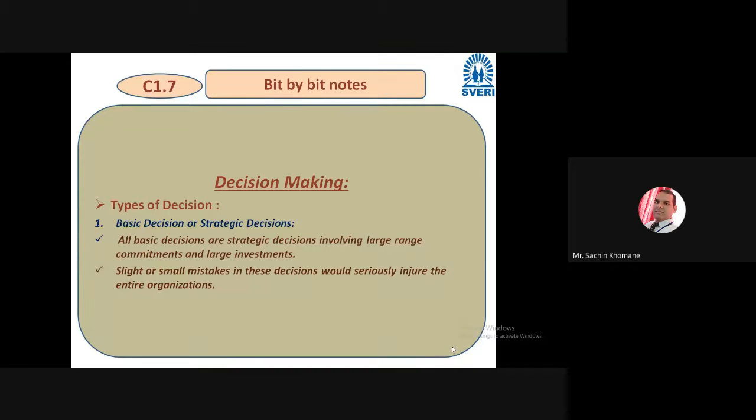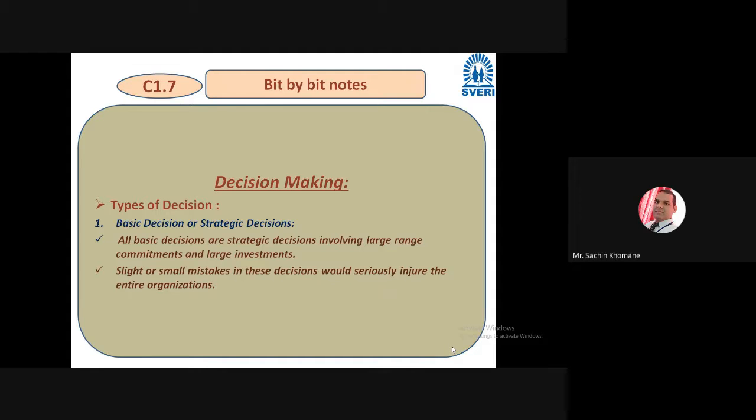First type, basic decision or strategic decision. So friends, all basic decisions are strategic decisions involving two things: a large range of commitments and large investment. What is the meaning of basic decision or strategic decision? It involves large range of commitments and large investments. So what is its meaning? I will give one example for you.